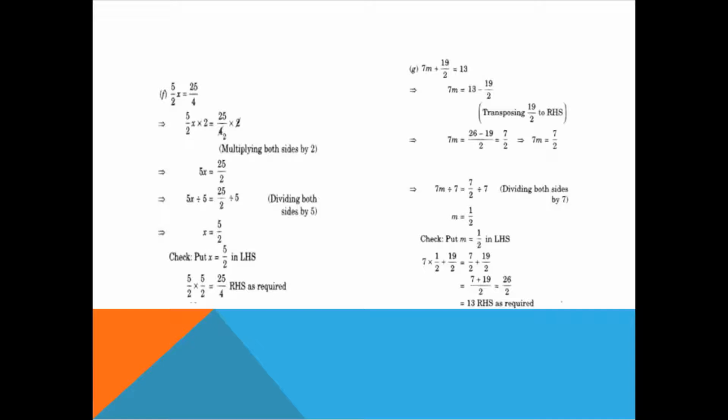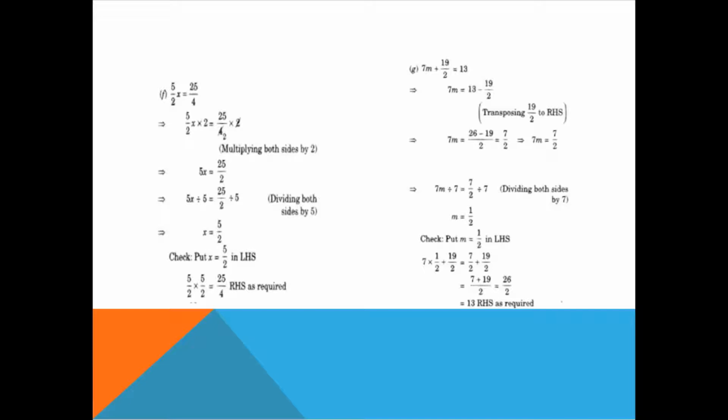Moving to F part, that is 5 by 2x is equal to 25 by 4. We will first multiply by 2 on both the sides. We got the answer 5x is equal to 25 by 2. Now dividing by 5 on both the sides, we'll be getting the answer x is equal to 5 by 2.